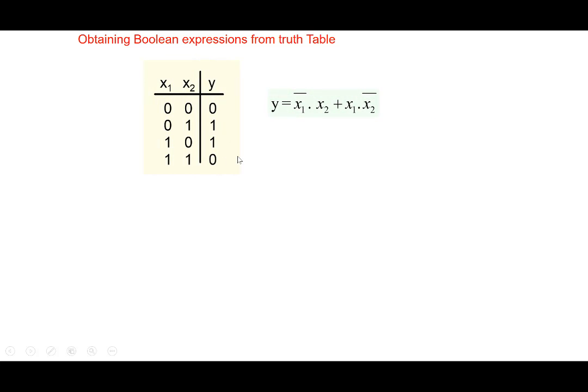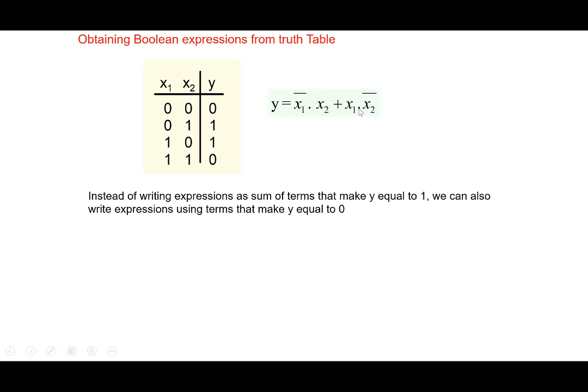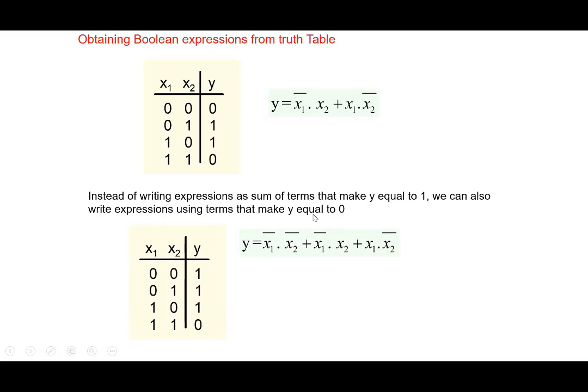All right. So given a truth table, we can write down a Boolean expression now. Right? So we look at when is y equal to 1. So it is 1 here. And we represent this by x1 bar x2, and then y is also 1 here, so we represent it by x1 and x2 bar here, right? So this becomes a Boolean expression. So instead of writing expressions as sum of terms that make y equal to 1, we can also write expressions. So note that this is a fully complementary. So here we are saying we are writing a Boolean expression by looking at when is y equal to 1. Well, you could also do by saying when is y equal to 0.